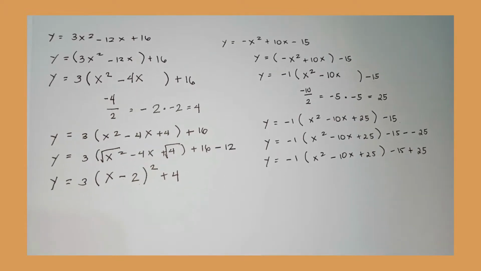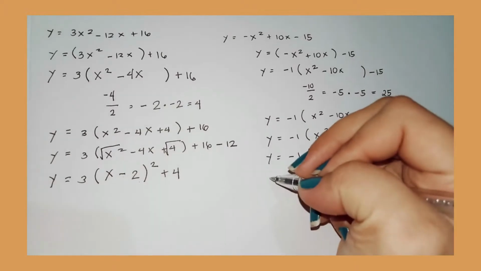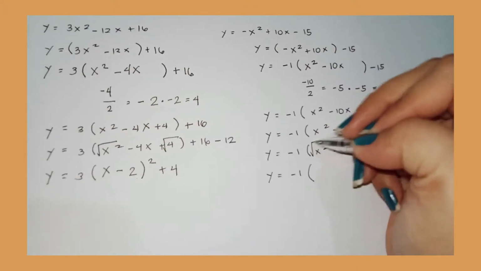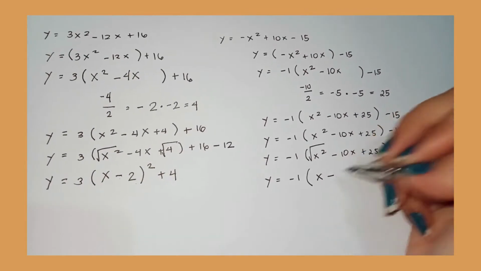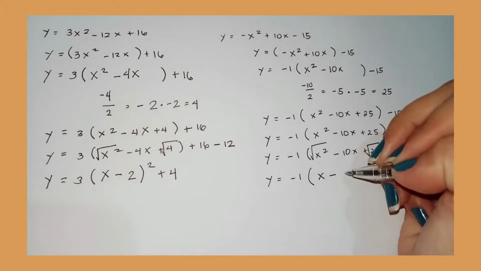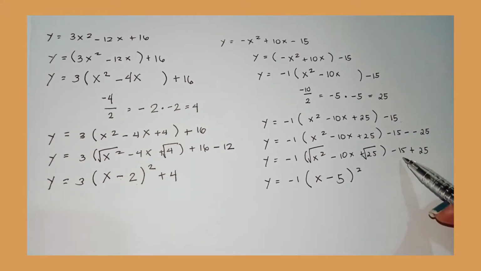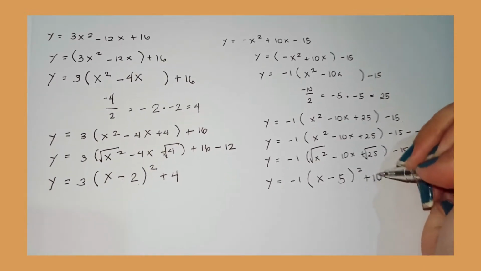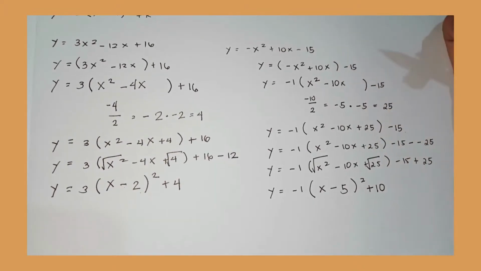Next na gagawin, we need to factor this one. The answer will be y, negative 1. Ang square root ni x squared ay x. Copy the sign, negative. Ang square root ni 25 is 5, then squared. Simplify natin, negative 15 plus 25, that is positive 10. So, this will be the vertex form of the given parabola.